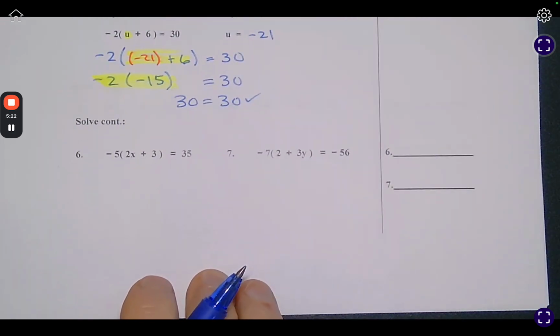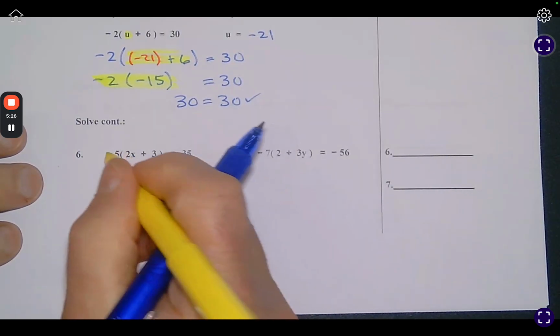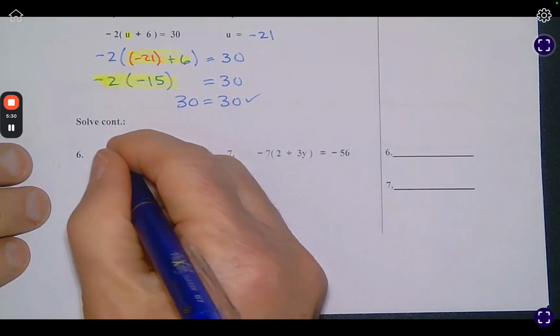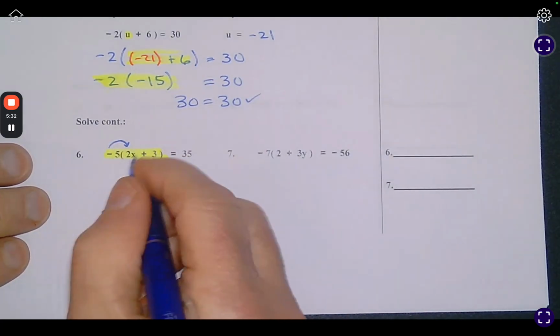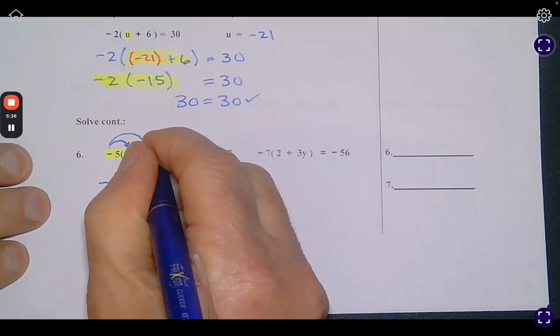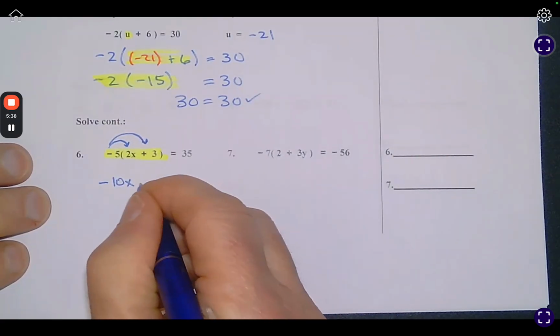All right, let's do number 6 and 7. Again, look for that distribution. Boom, boom. Negative 5 times 2x. Negative 5 times 2 is negative 10. Negative 5 times 3 is negative 15.